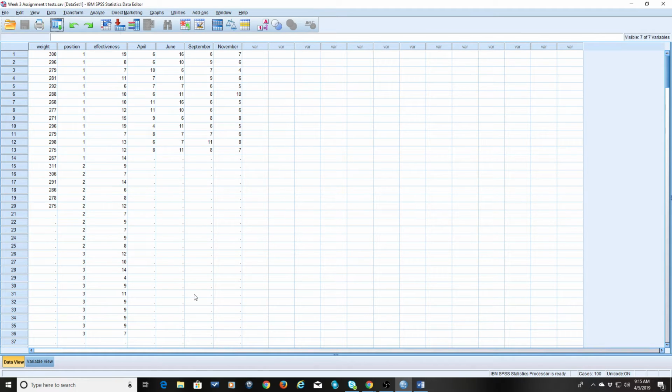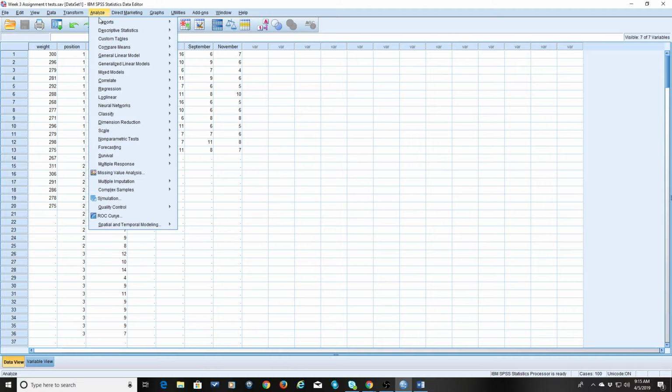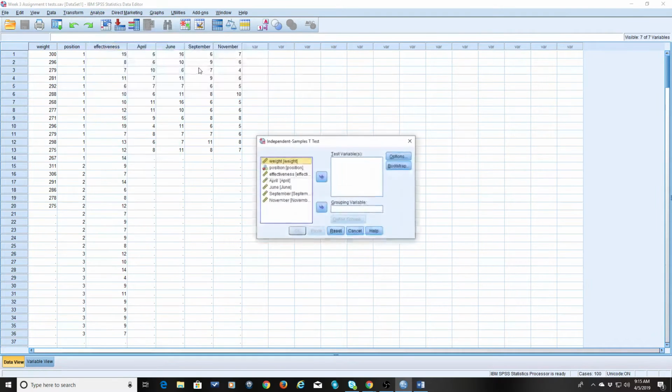All right, so again, an assumption, is this continuous data? We're going to assume that it is. That effectiveness is maybe on a scale of 1 to 15 or 1 to 20, and they can be subdivided equally, therefore it's continuous. So we're going to make that assumption here. Okay, so let's go ahead and do it. We're going to go to Analyze, compare means, and this time we're going to go to independent sample t-test.